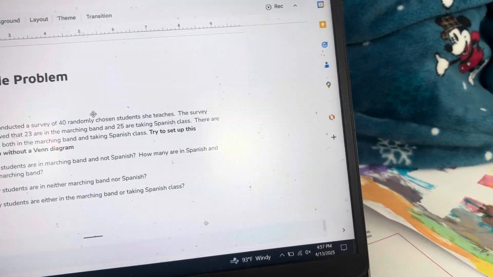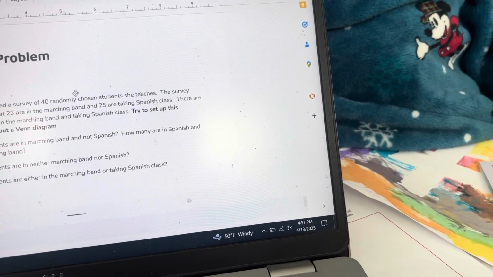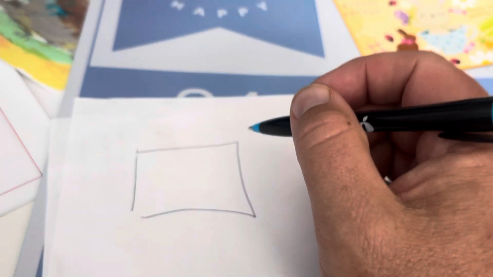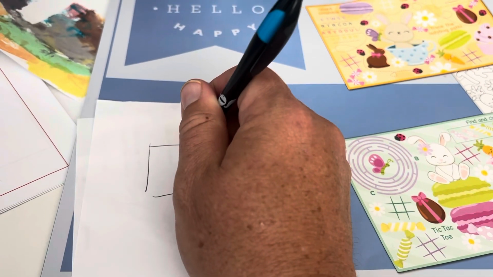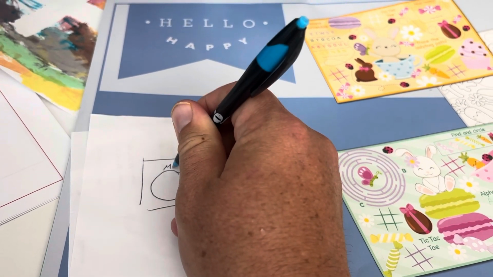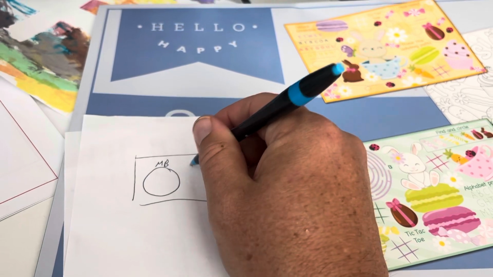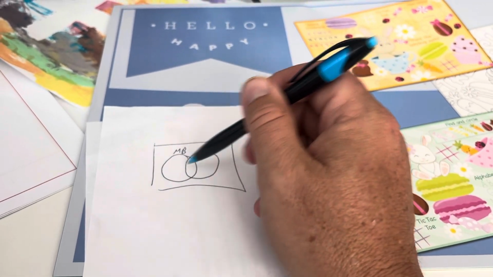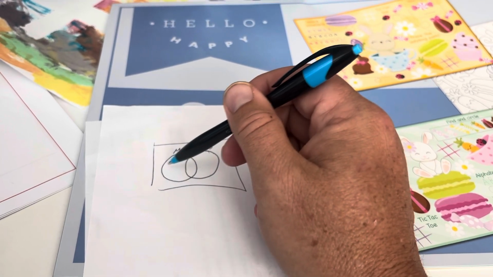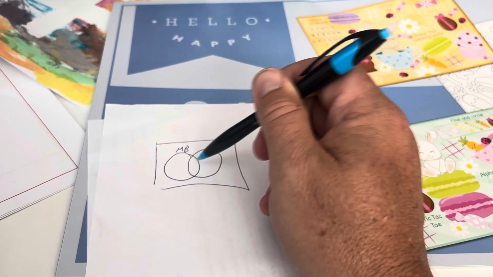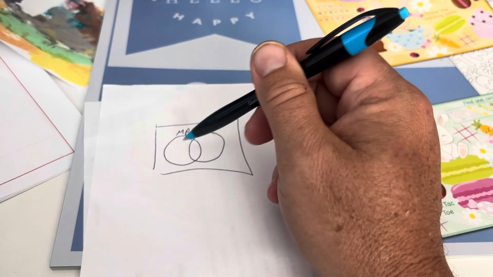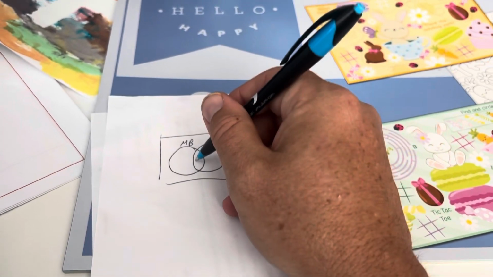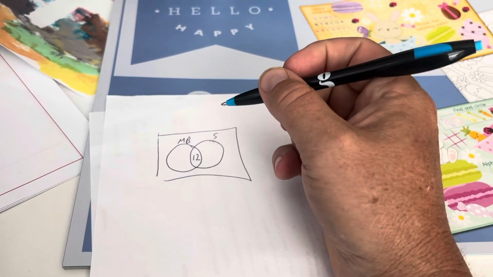But when we do this one, I'm going to illustrate this on a little piece of paper over here that I'm setting up. There's 40 people that have to be in the class. I'm going to make this circle, and this is marching band. And I'm going to make this circle, and this is Spanish class. Now, it says 23 are in the marching band. It says that 25 are taking Spanish. But remember, that's everyone in this circle. And it says 12 students are doing both. So I'm going to put a 12 right here.